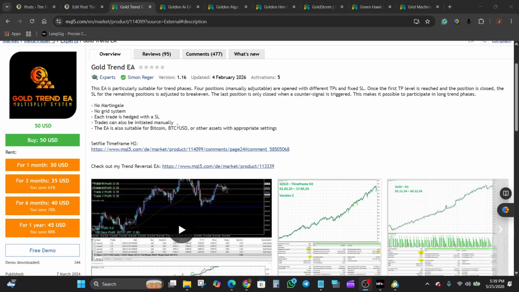Okay, what is interesting is the way it manages positions. It opens 4 positions which can be manually adjusted in the settings. Each of these trades has different take profit levels and a fixed stop loss. So instead of treating every trade the same, it splits exposure across multiple exit points.